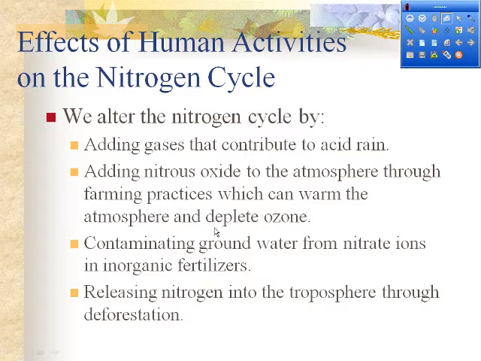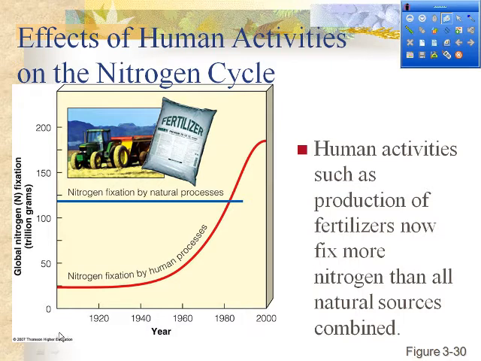The way that we mess with the nitrogen cycle is adding gases that contribute to acid rain, farming practices, and depleting the ozone layer. Again, fertilizer is the big thing, contaminating the groundwater. Extra runoff turns into eutrophication. Like I said, fertilizer is having such a negative impact. Fertilizer is fixing more nitrogen than all of the natural sources combined. It is totally messing with the process. And so you see this, used to be back here, now we're up here somewhere.